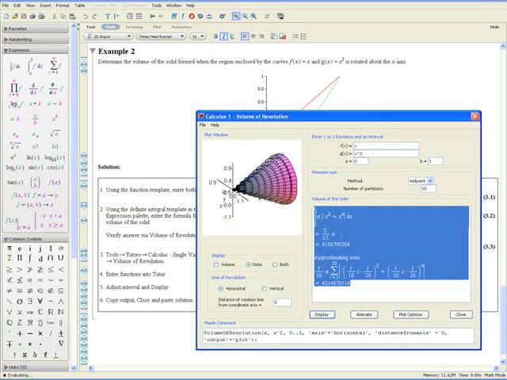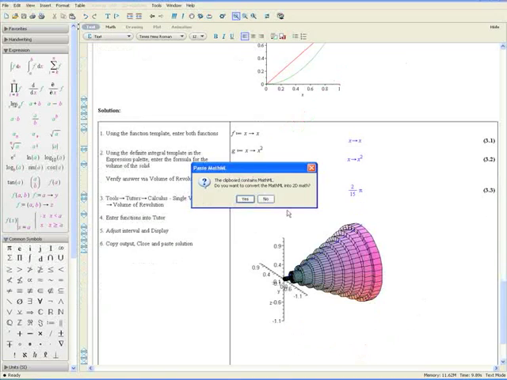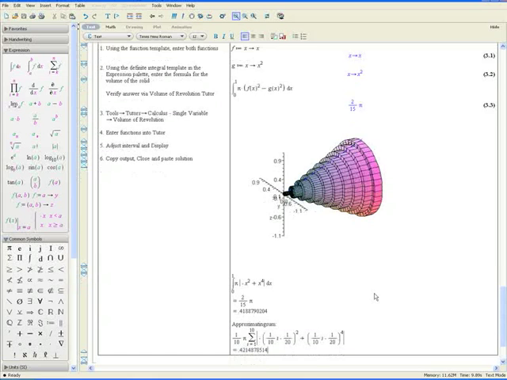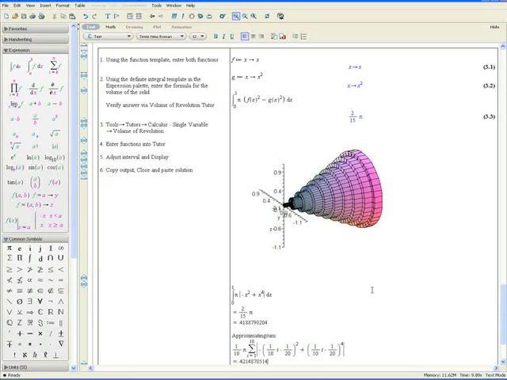Copy with Control C, close, and paste. Just click yes, and there is a full solution that tells you how to determine the volume of this solid.